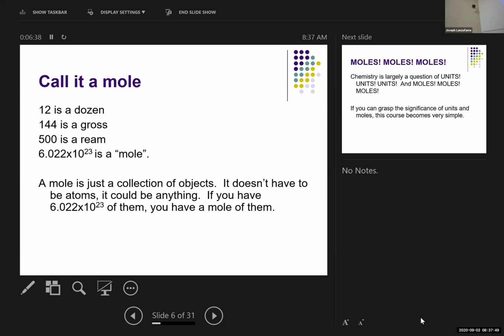Right? I have 10 moles of carbon. Technically, that means I have 6 times 10 to the 24th carbon atoms. But I don't ever have to say that. Just like with the donuts, I can tell you I bought 3 dozen. I don't have to turn that into 36.